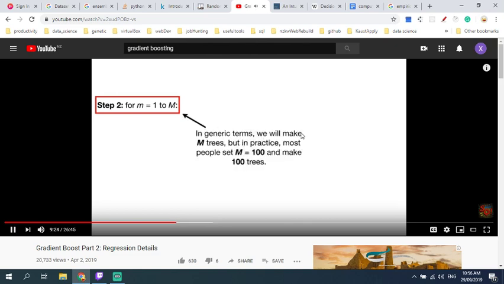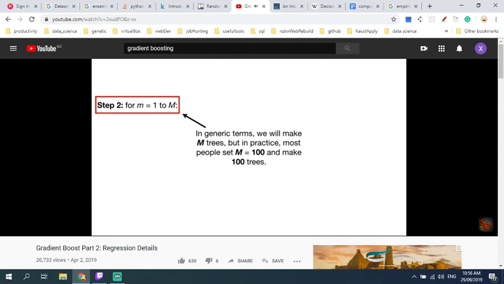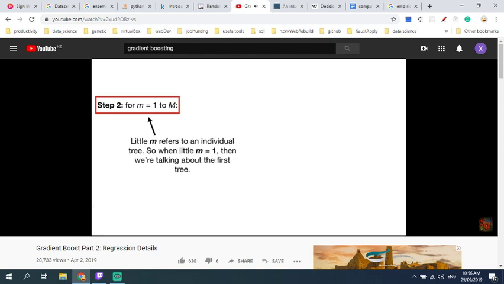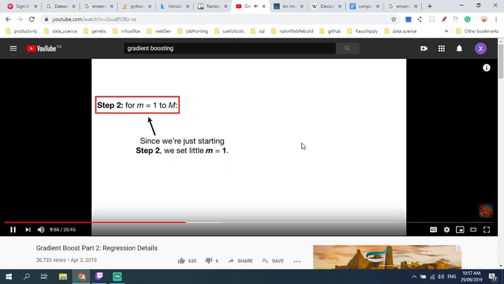In generic terms, we will make big M trees, but in practice, most people set M to be 100 and make 100 trees. Little m refers to an individual tree, so when little m equals 1, then we're talking about the first tree. When little m equals big M, then we're talking about the last tree. And when little m is somewhere between 1 and big M, then we're talking about a tree somewhere between 1 and big M. Since we are just starting step 2, we will set little m equal to 1.